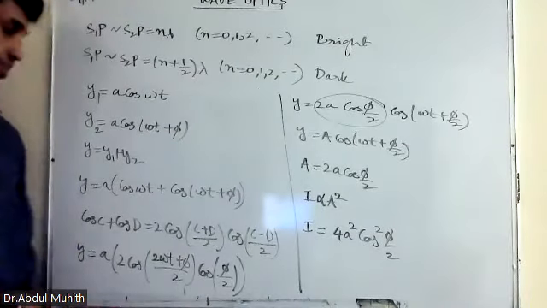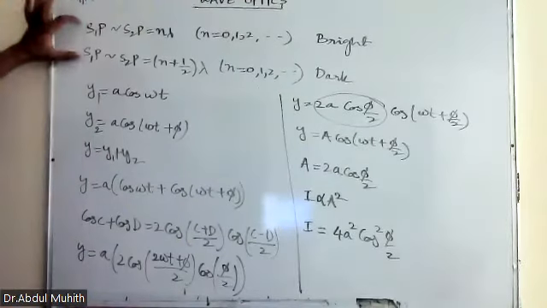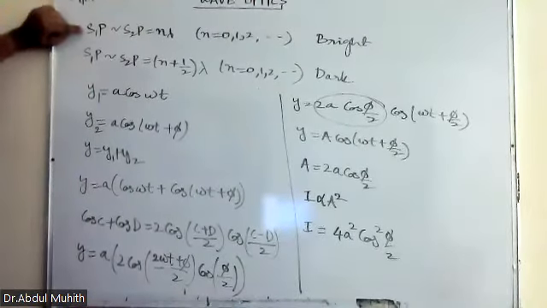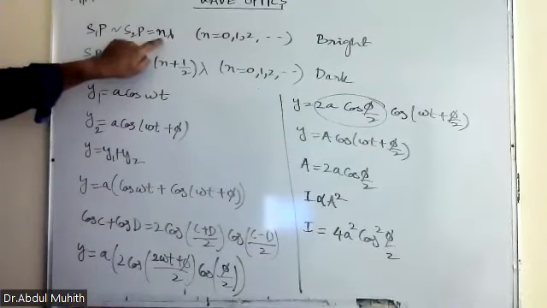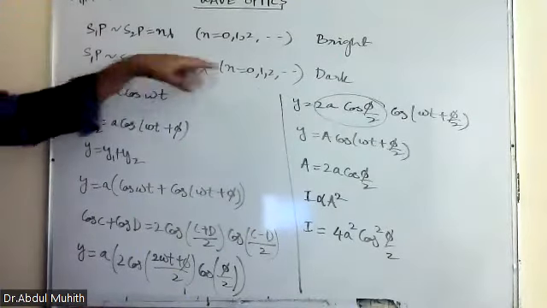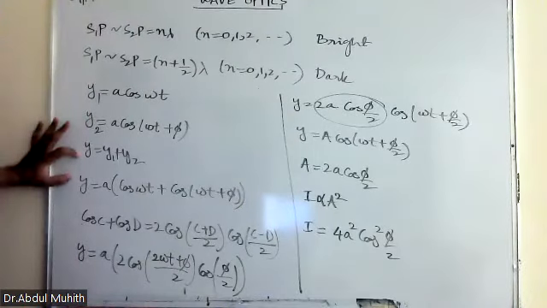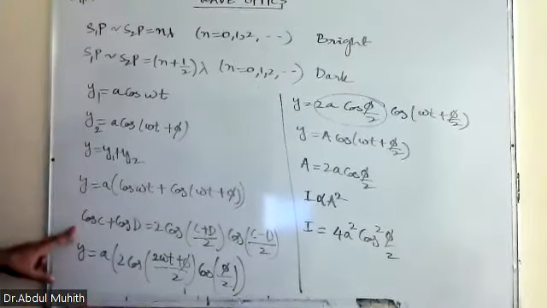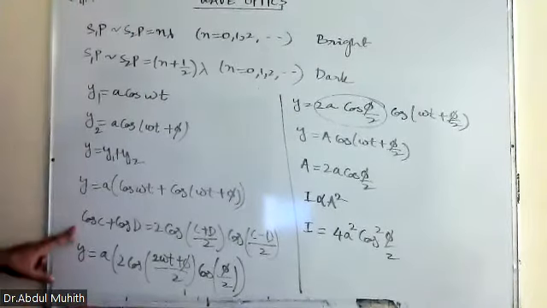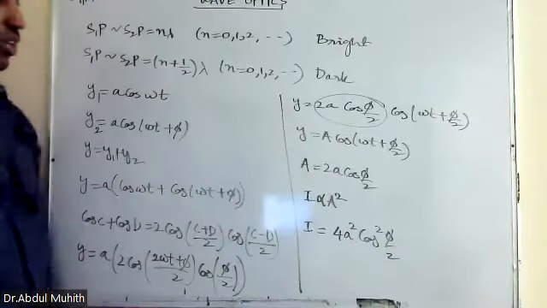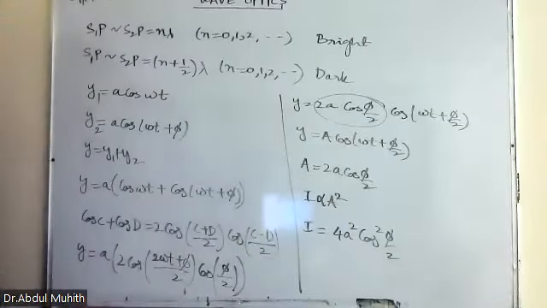Once again, when the two waves meet in phase, this is constructive or bright. When they are out of phase, it is destructive or dark. These are the two waves. Y is equal to Y1 plus Y2. Add both of them, since cos C plus cos D gives this formula. After solving, we get Y is equal to 2a cos(phi by 2) times cos(omega t plus phi by 2). A is 2a cos(phi by 2). Intensity is proportional to the square of the amplitude. Then we get this. Please copy this, then I'll go ahead.